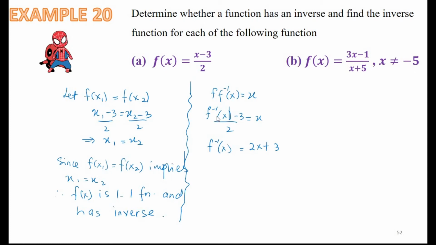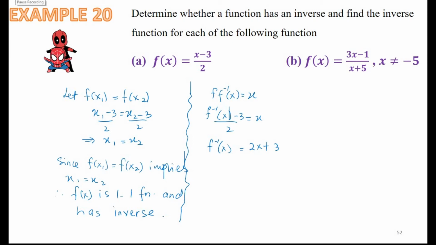Substitute f inverse into the function f, then you will get f of f inverse of x, that is f inverse of x minus 3 over 2, is equal to x. You simplify this and finally you will get f inverse of x is equal to 2x plus 3. Now let's look at example B. You are given f of x equal to 3x minus 1 over x plus 5, with the condition that x is not equal to negative 5.